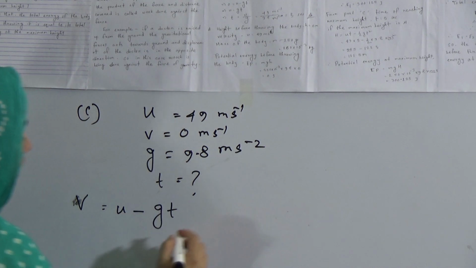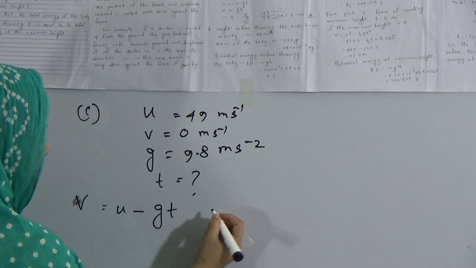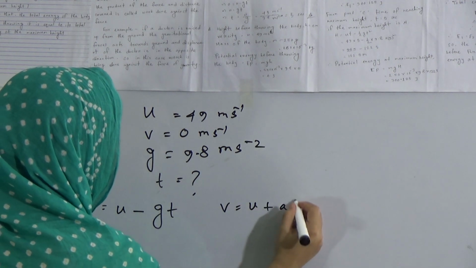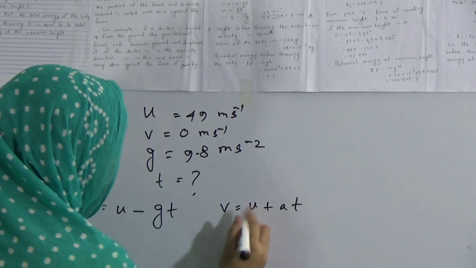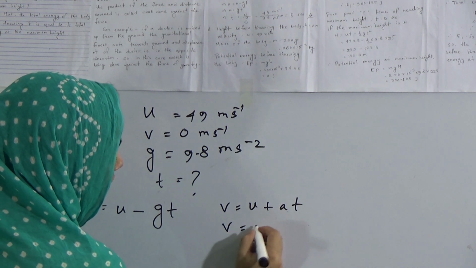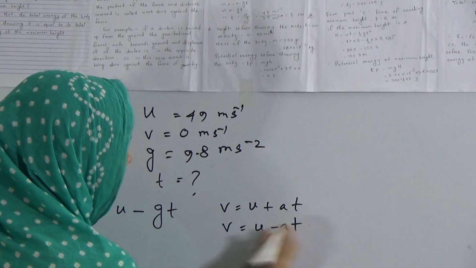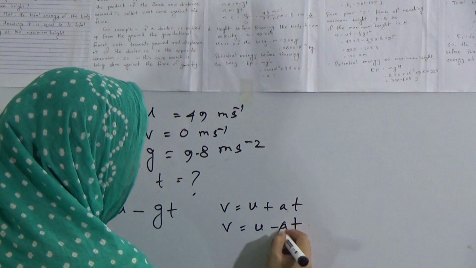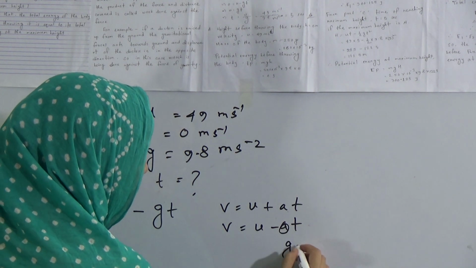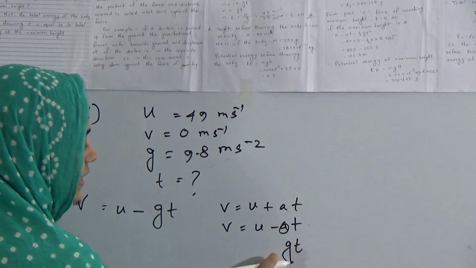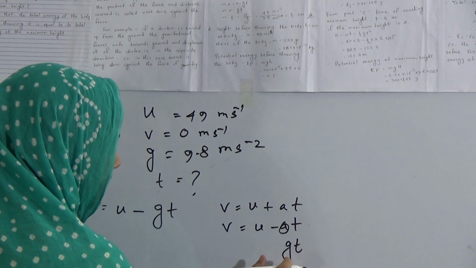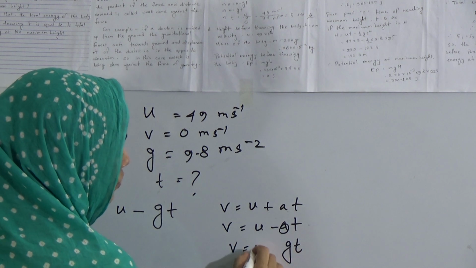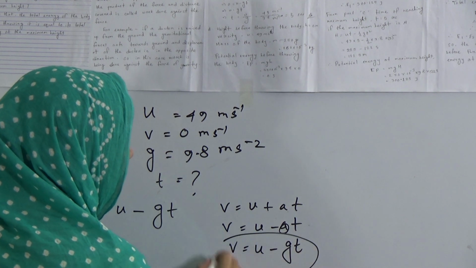My dear students, in chapter 2 we already learnt that v equals u plus at, and for negative work we will write v equals u minus at, but in this chapter, instead of a we use g, the gravitational acceleration. This one is also acceleration, and g is gravitational acceleration. So in this chapter we will use v equals u minus gt, this formula.